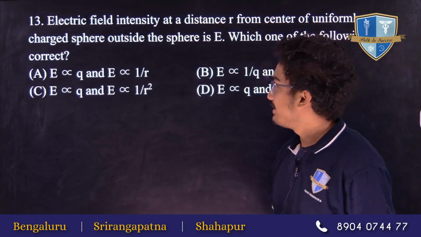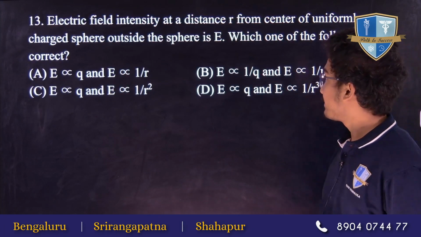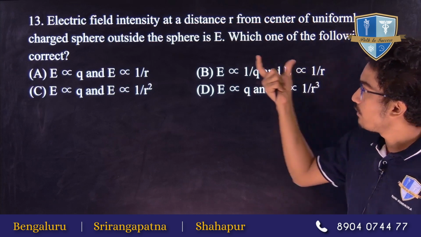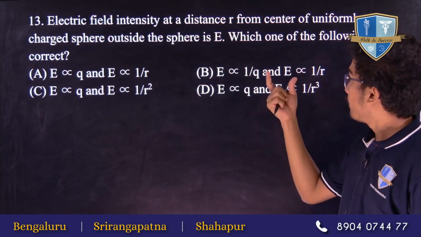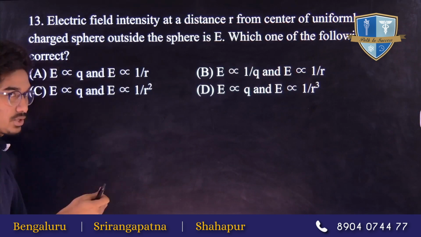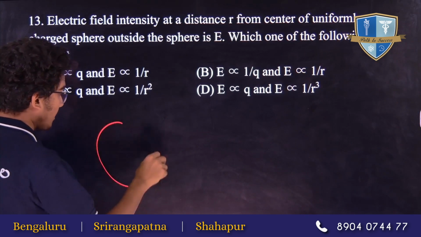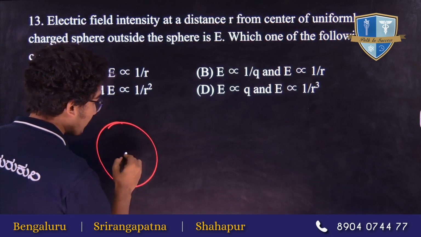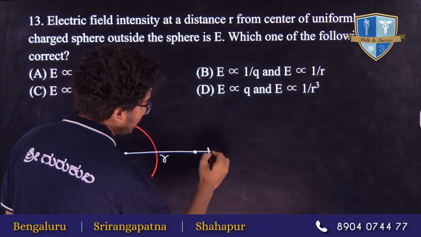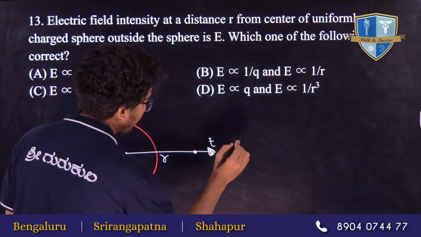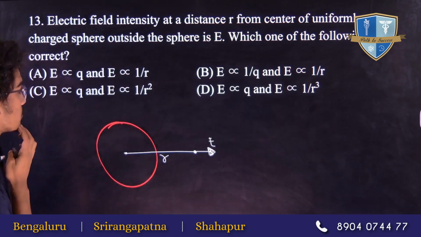So next question is: electric field intensity at a distance r from the center of a uniformly charged sphere, outside the sphere, is E. Then which of the following options is correct? According to the question, there is a sphere and the electric field at a distance r from the center at this point is given as E. So which of the following options are correct?